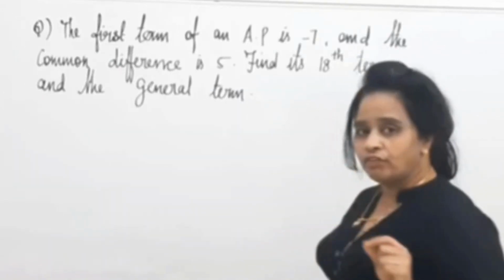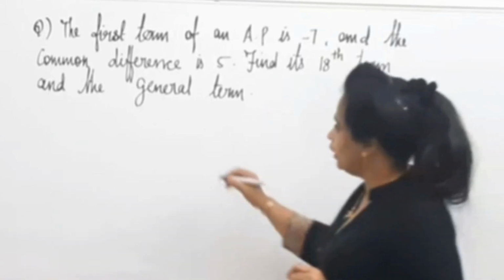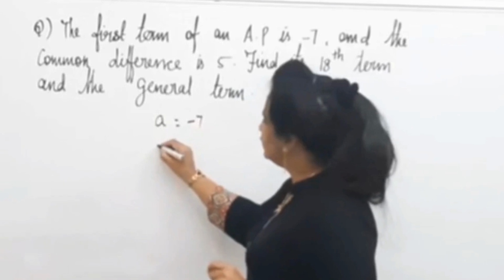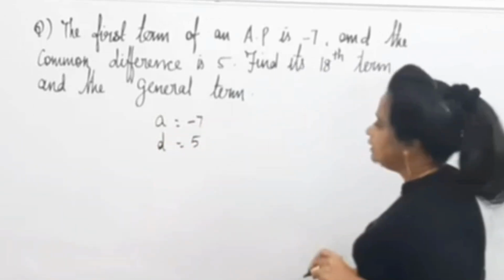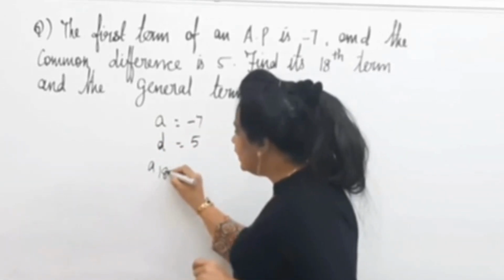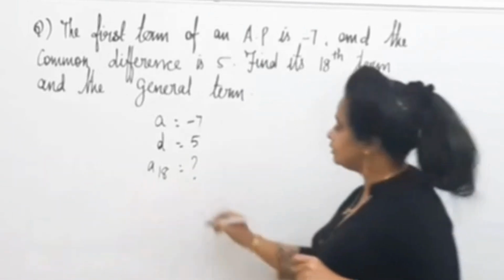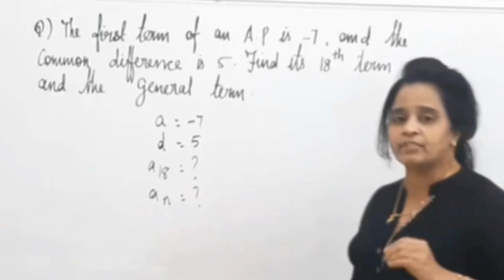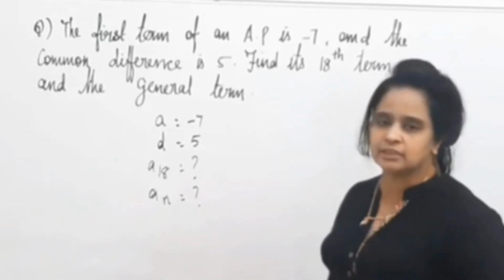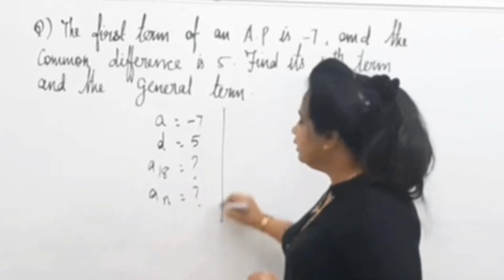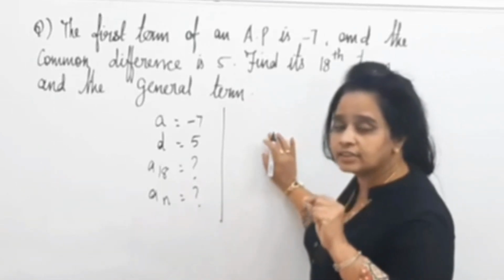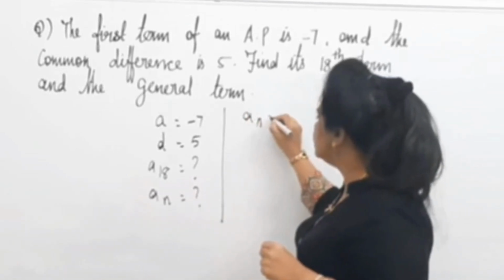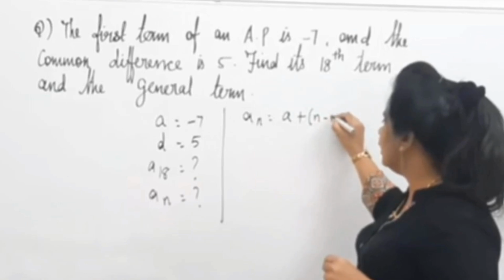Children, the first term of an AP is minus 7. So let me write A is equal to minus 7, and the common difference D is equal to 5. Find its 18th term, that is A18, and the general term, which is nothing but AN. Now here the sequence is not given, only descriptions are given. So anyhow, if they are asking the nth term or the number of terms, the only formula is AN is equal to A plus N minus 1 into D.